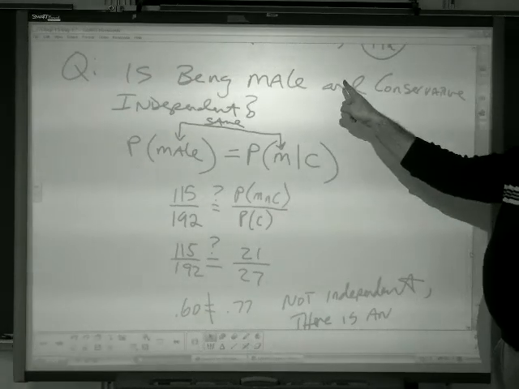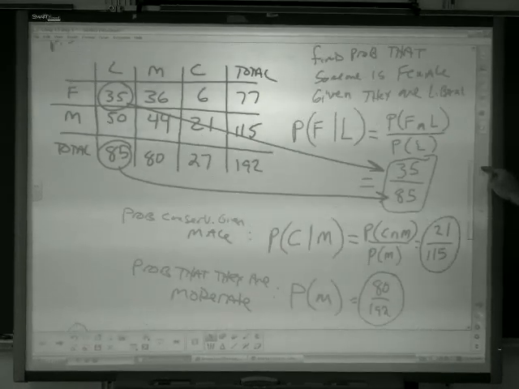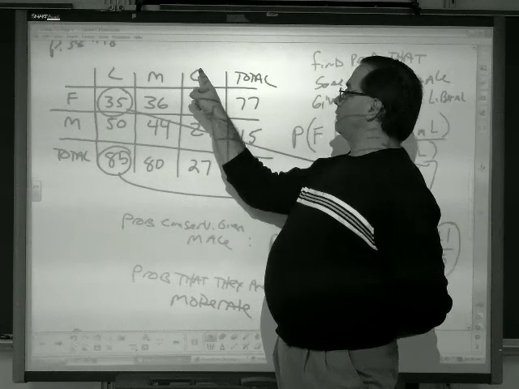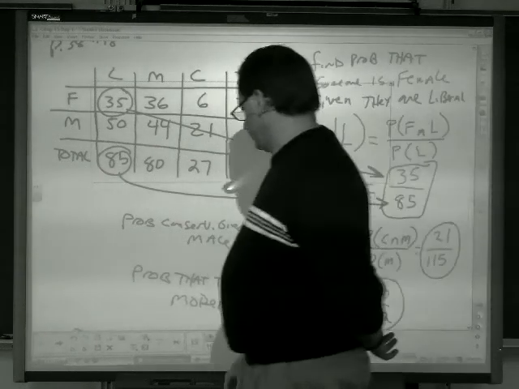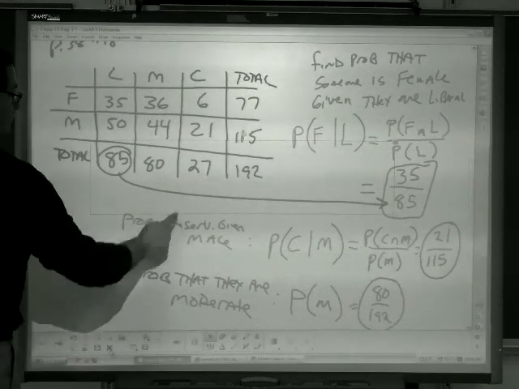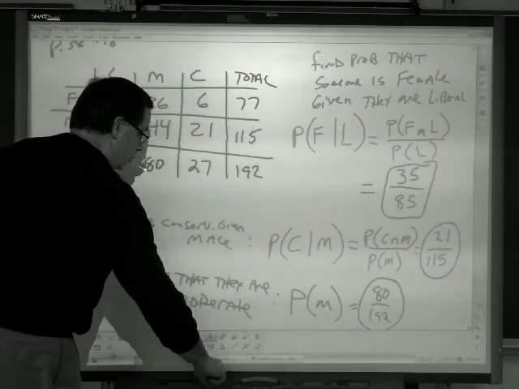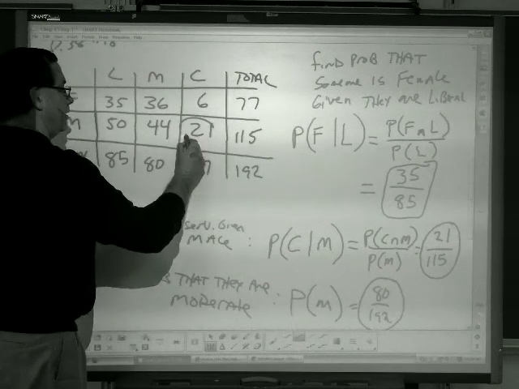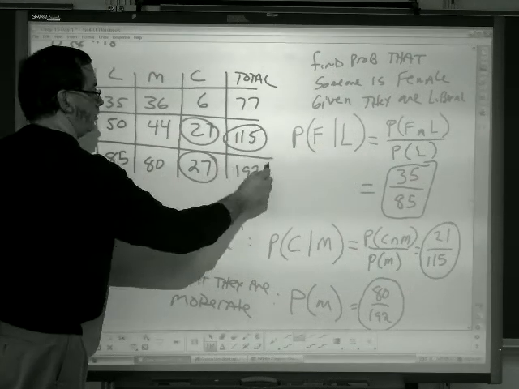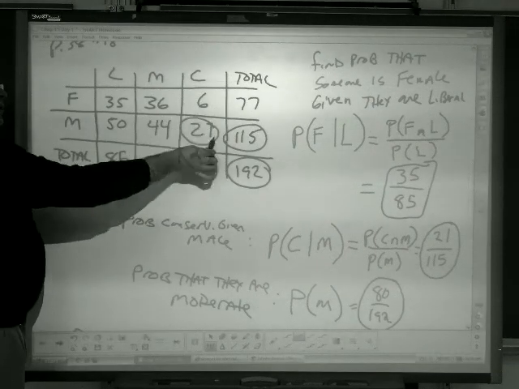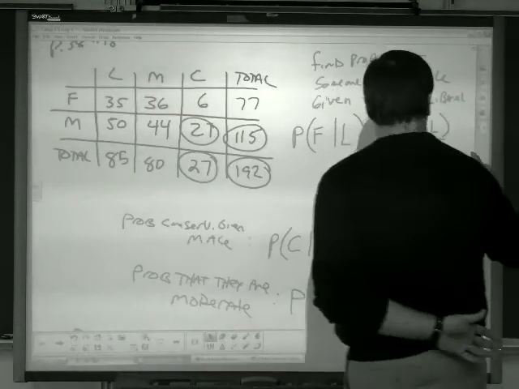Is being male and conservative independent? So look back at our chart. Is being male and conservative independent? Okay, let me get these arrows out of here. Well, if you remember what we did before, we identified conservative and male, and then set up two fractions for us. We go over, we go over. So remember before we set up this out of the total and then go over to its total out of the total? Let's take a look.